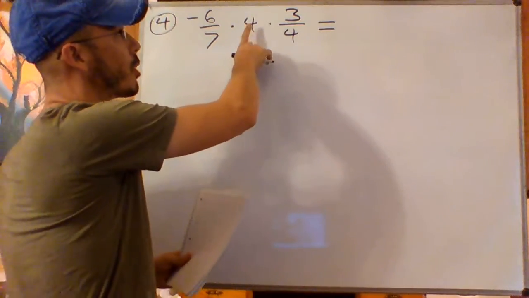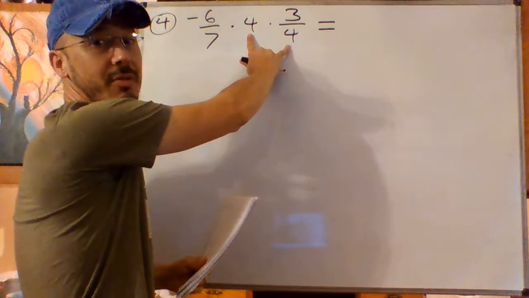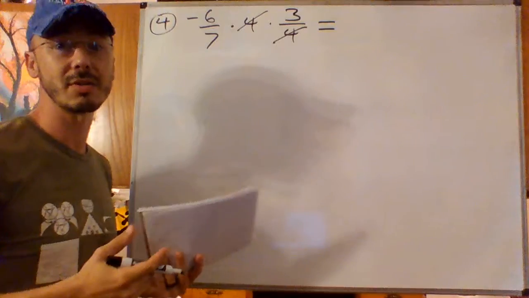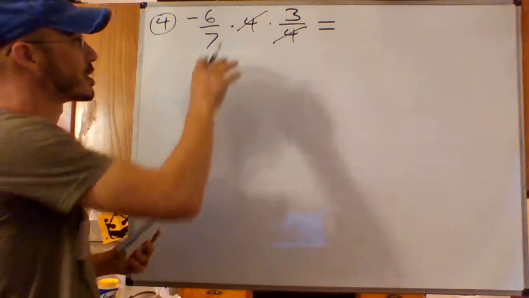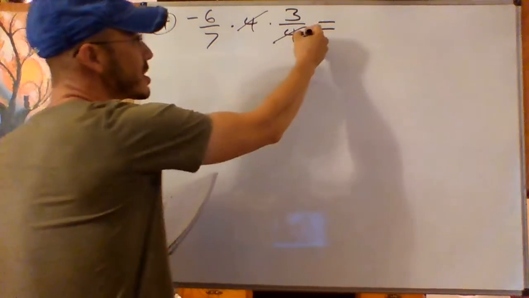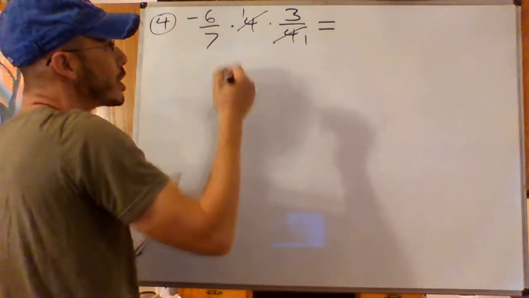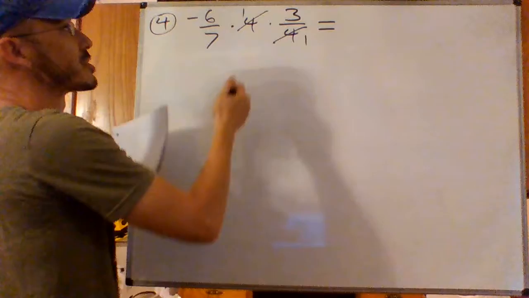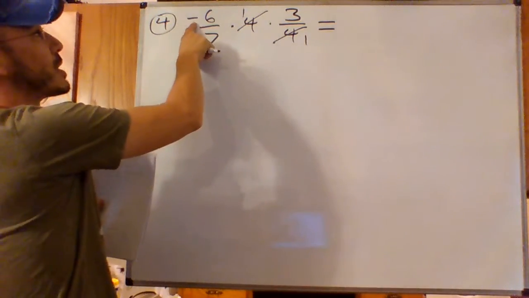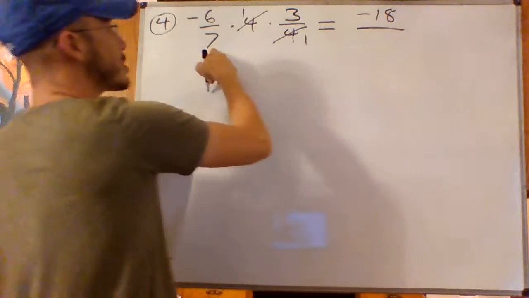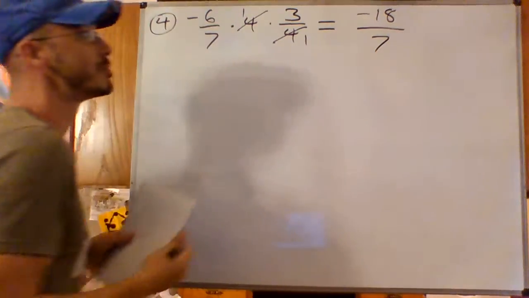If you notice, we're multiplying by 4 and dividing by 4. And those two operations are going to cancel each other out. So I'm just going to cross those out, and then this is like 3 over 1. And even this 4 is like a 1, but it doesn't change anything. Across the top, negative 6 times 3 is negative 18, and across the bottom, 7 times 1.